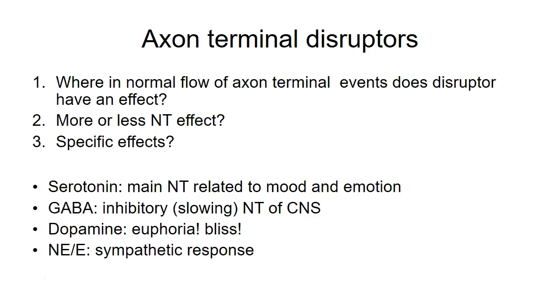Serotonin is involved with mood and emotion. GABA is the major neurotransmitter for slowing things down in the brain, so it's inhibitory. Dopamine is involved with a variety of things, including euphoria and bliss, and also a reward pathway. Norepinephrine and epinephrine are involved with a sympathetic response, and that includes what we talked about, the impact on the heart: increasing contraction strength, and also heart rate, the beating frequency.